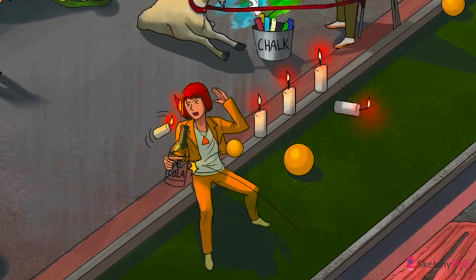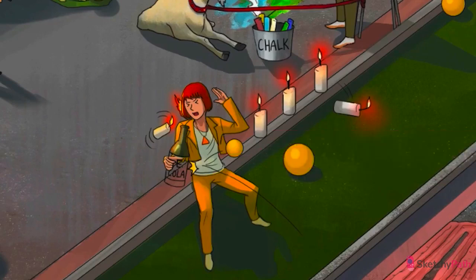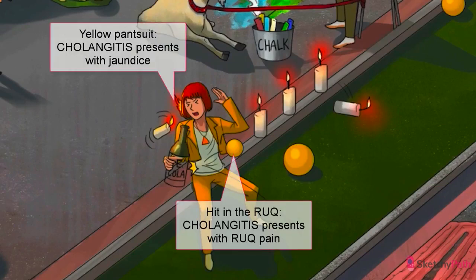Patients with ascending cholangitis can become very sick. Expect at the very least an elevated WBC count, fever, and right upper quadrant pain. Sepsis and even shock can develop. The 3 classic symptoms of cholangitis form what's known as Charcot's triad: jaundice, fever, and right upper quadrant pain. Each illustrated by this ridiculously fashionable Italian lady in the short coat. A Charcot short coat, if you catch my drift. Jaundice is represented by the chic yellow pantsuit, fever by the flaming red hair. Literally flaming. And then right upper quadrant pain. Yep, got her right in the gallbladder.